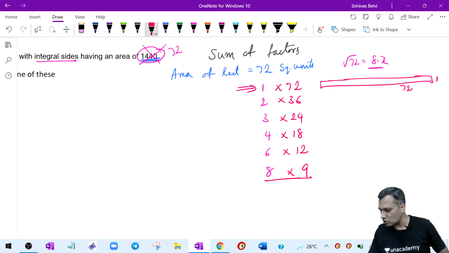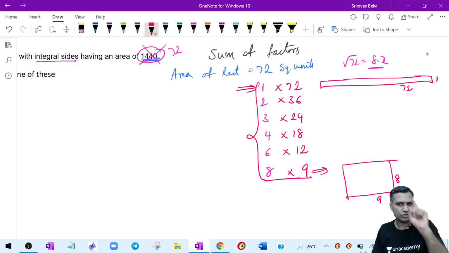Similarly, I can draw the last rectangle. It might look more like a box, right? So this can be 9 units and this can be 8 units. Like this, I can draw all these possible rectangles, which means what is this?